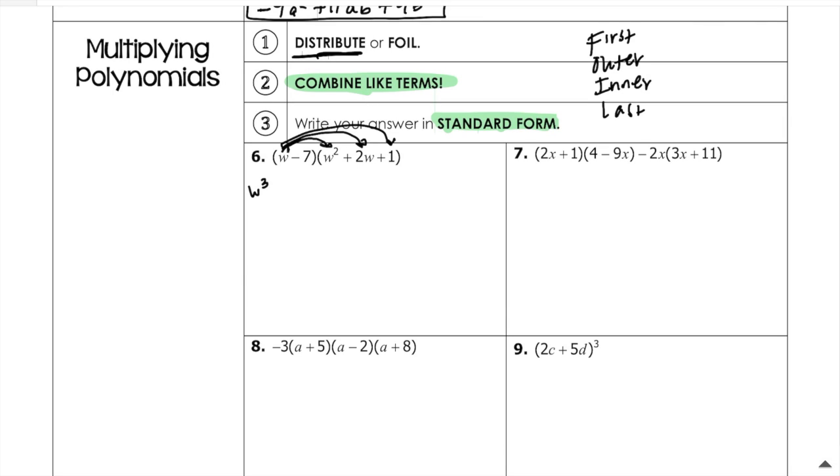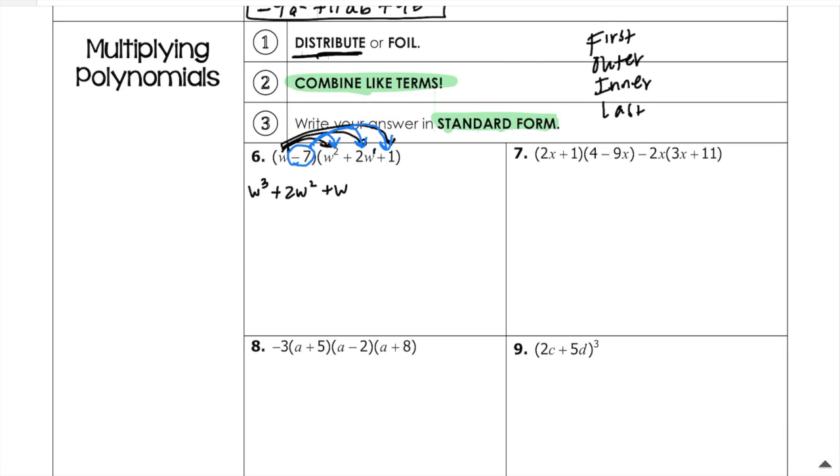w times 2w, and they're both positive, so this will give me 2w squared, right? Because we have 1w here, another 1w over here. So w plus w gives me 2w. And now w times 1, I get back w, so we are good. So now let's talk about my next set. So I'm going to be distributing -7. Don't forget that sign, okay? So -7 times w squared times 2w and times 1.